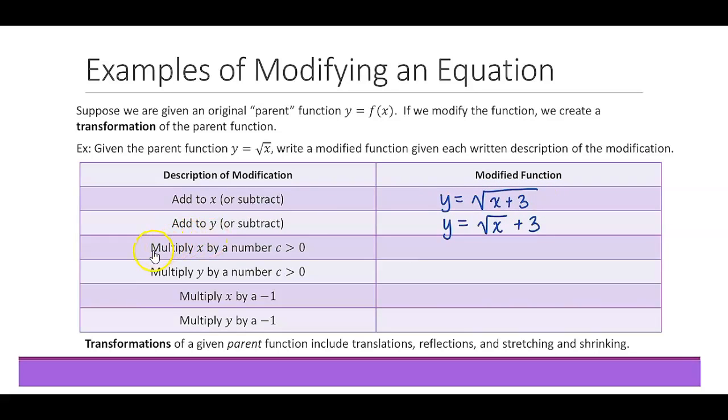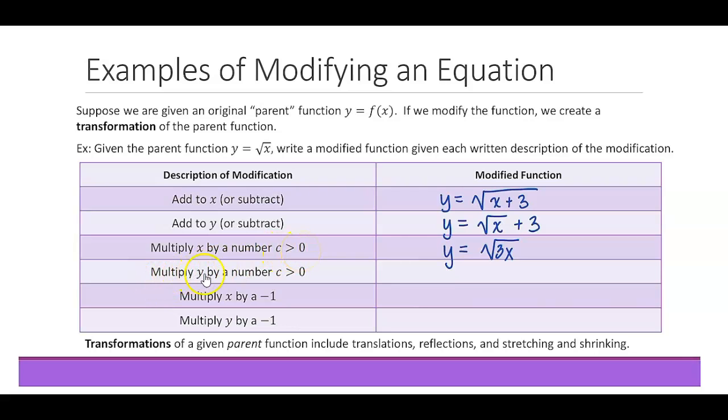Now another type of description of a modification is we can multiply x by a number c greater than 0. So if we're multiplying x, it again has to be underneath the square root symbol. So my new modified function would look like y equals the square root, and underneath the square root would have to be a number c. I'm going to choose 3. So 3 times x. So y equals the square root of 3 times x is an example of multiplying x by a number c greater than 0.